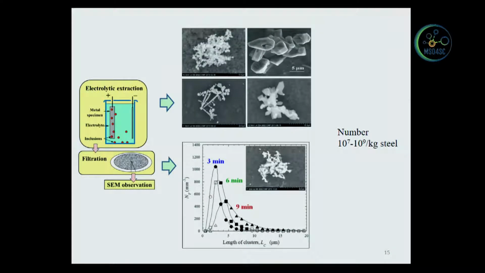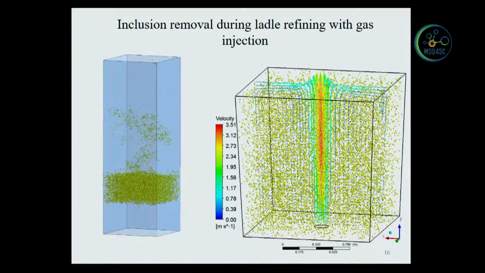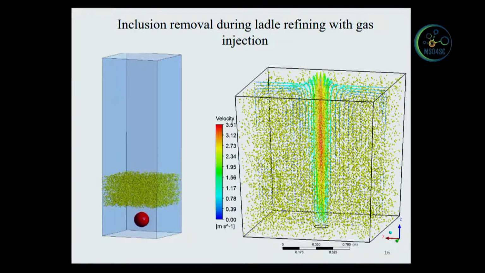So we use electrolytic extraction. We get the inclusions from the metal sample. We can see that it is very complex, and there is actually a huge number of inclusions in the metal sample. It is 10 to the order of 7 to 9, so it is a large amount. And the size distribution we can see from here. Generally, it is at the micro level, 20 micro, 30 micro, in that range. So it is very small. In order to remove it in real production, we generally inject argon gas.